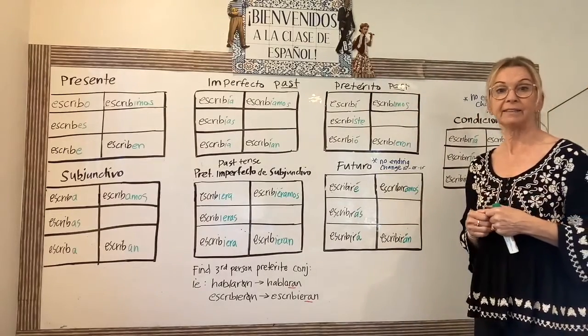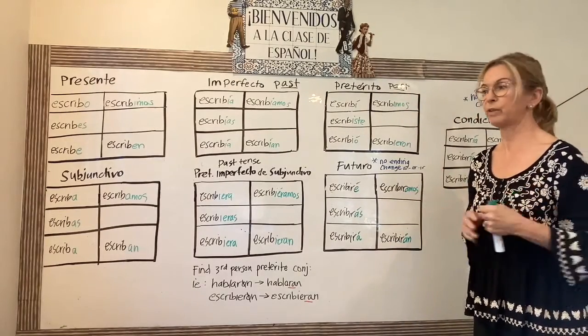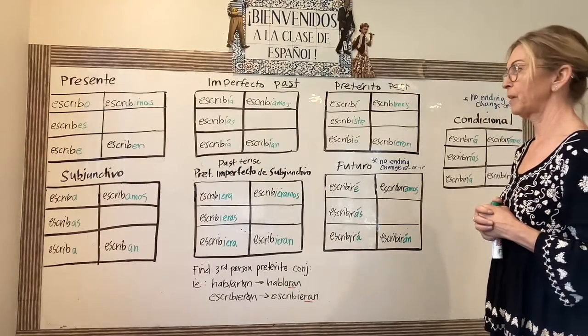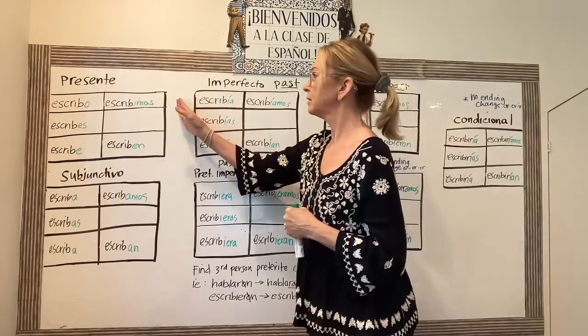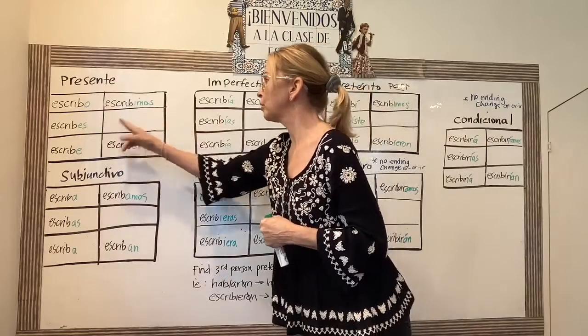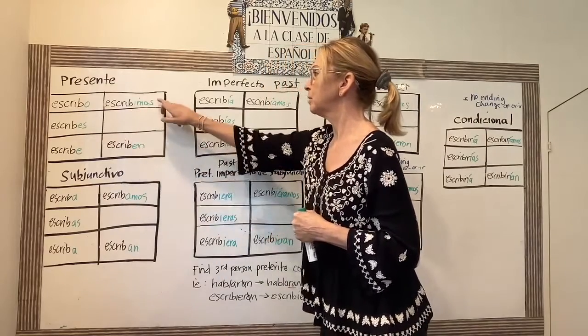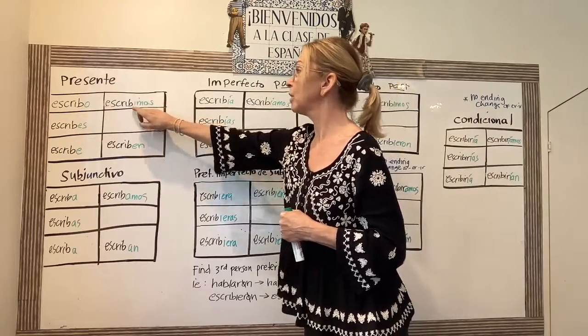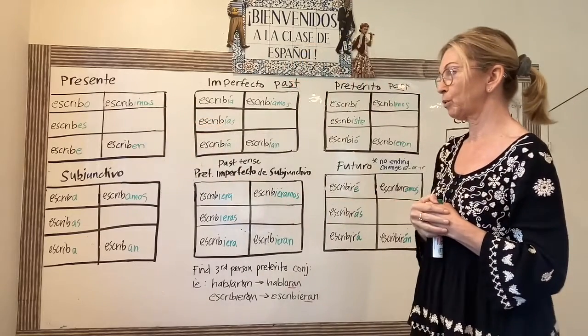Okay, finally, let's look at the IR verbs. We'll go through this really quickly. Very, very similar to the ER verbs. Okay, present. Escribo, escribes, escribe, escribimos, escriben. Remember, the only difference between an ER verb and an IR verb is in the we form that you conjugate with an imos instead of an emos.